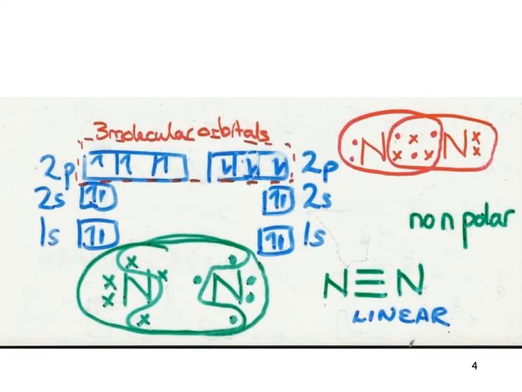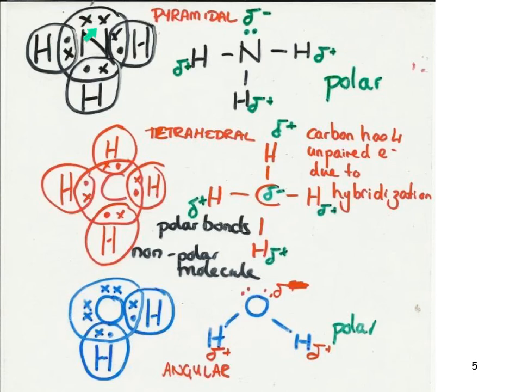Looking at nitrogen, there's 3 molecular orbitals formed so that they can share 3 pairs of electrons, but it's still a non-polar molecule. Here's your pyramidal or your trigonal pyramidal with the one side being slightly negative and the other side being slightly positive, so it's polar. Polar just means that there isn't a balance in the charge. This is unbalanced in its charge. This is weird. Tetrahedral, carbon has 4 unpaired electrons, and it is called hybridizing when it unpairs those electrons like this. And these are polar bonds, but the molecule overall is nonpolar.